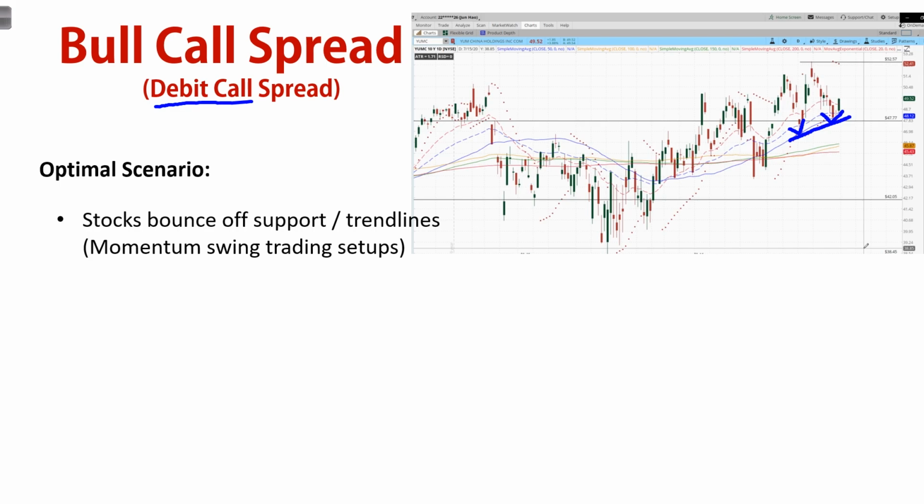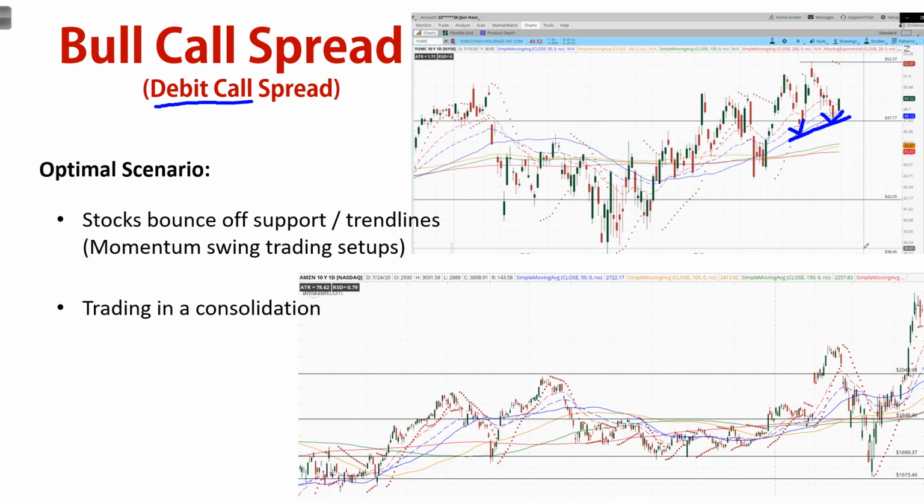The bull call spread can also be used on stocks that are trading in a consolidation and have reached horizontal support. And lastly, it can also be used to trade stocks that have broken out of consolidation.